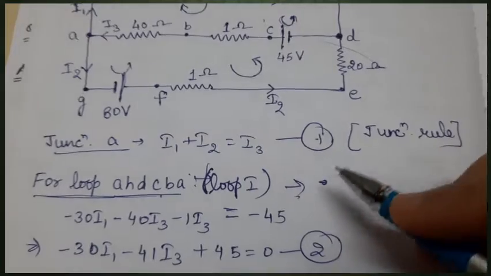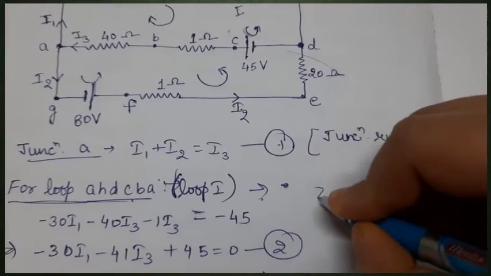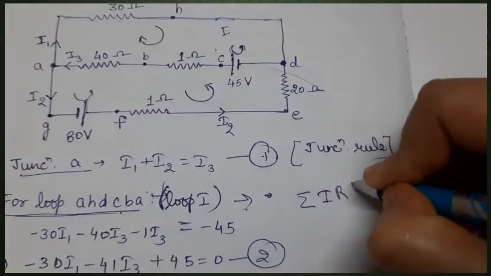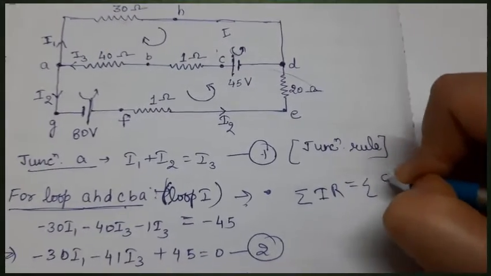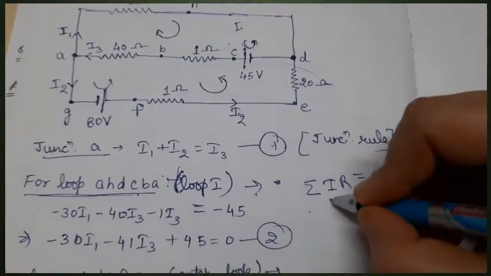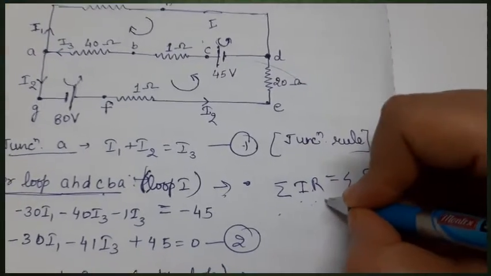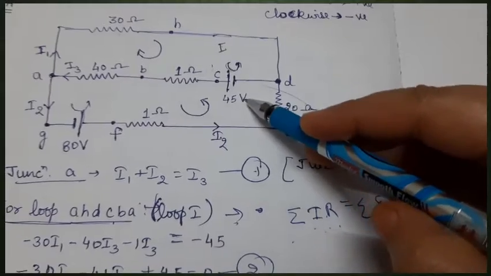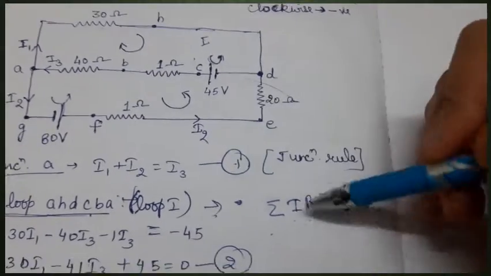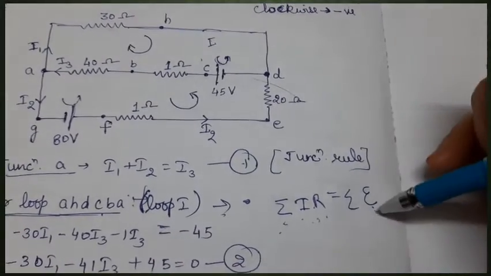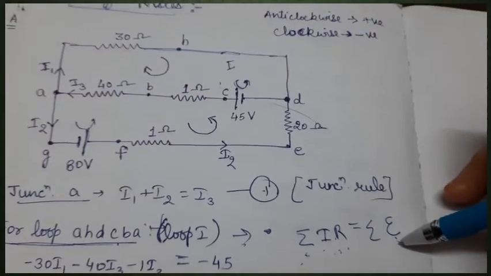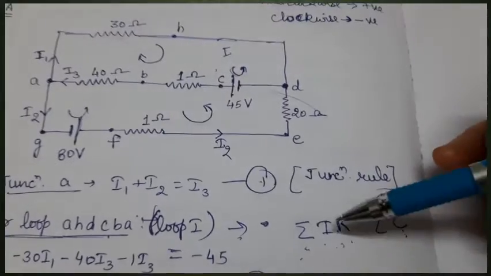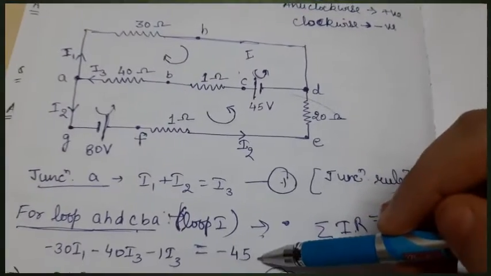Now we have to apply the loop rule, and basically the loop rule says that summation IR is equal to summation E. That is, the sum of all the I into R values is equal to the sum of all the EMFs or voltages of all the batteries. So the sum of all the potential differences is equal to the sum of EMFs of all the batteries, and we will use this rule, which is the loop rule.